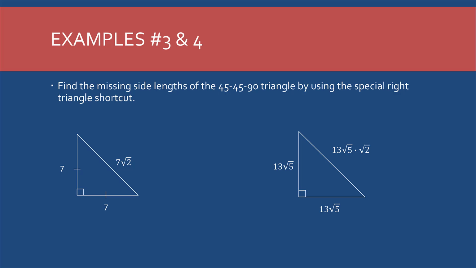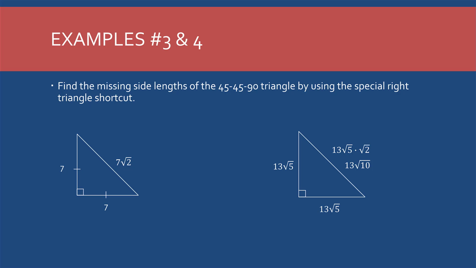We can take these two radical values, the square root of 5 times the square root of 2, and use our properties to combine them, which means we're just going to multiply the insides. So the actual length of this hypotenuse would be 13 square root 10. It's still following the pattern of multiplying that side length by the square root of 2. It just looks different, so we don't notice that pattern is all.